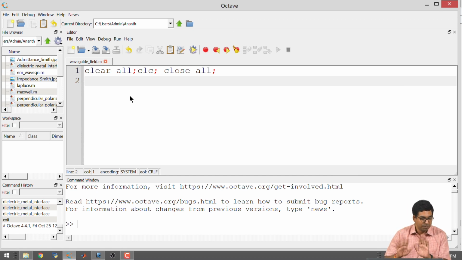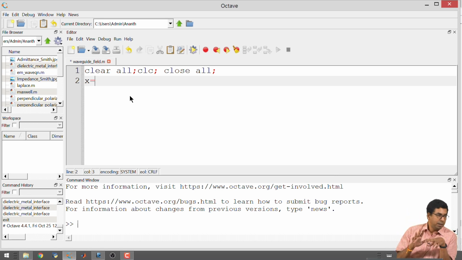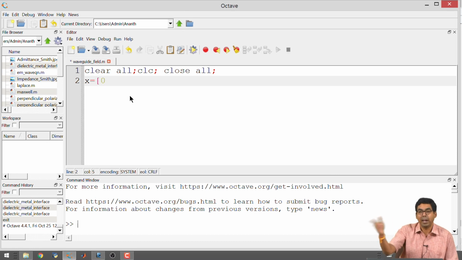So, the program is very simple. I am going to need some 3-dimensional space. 2 dimensions will represent the cross section, or the transversal section, of the waveguide. 1 dimension is going to represent the longitudinal section, or the length, of the waveguide. So, I am just going to take some x dimensions. I am going to say that it is going from 0, that is what we had as the boundary condition, x equal to 0 to x equal to a.